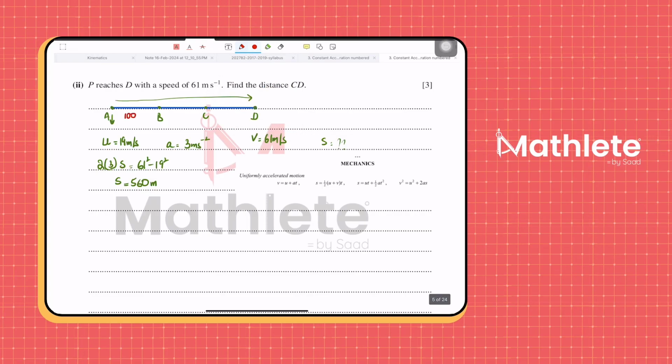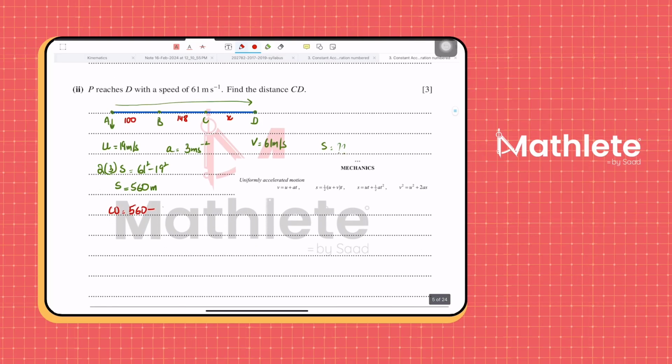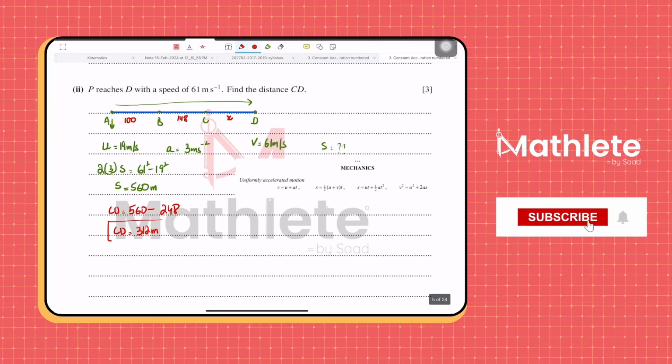We already know the distance from A to B is 100. We know that the distance from B to C is 148. We need to find CD. So in order to find the distance CD, we will take 560 from it, subtract 100 and 148, which is 248. So CD turns out to be 560 minus 248, 312 meters. And there you go. That's your answer.